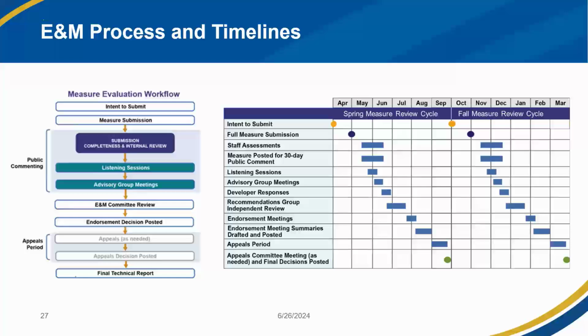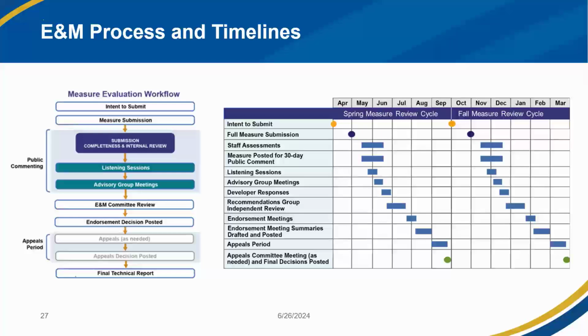The E&M cycles are designed to be 6 months each without overlap. We hold one cycle in the spring, which spans from April to September, and another in the fall, which spans from October through March. There are 6 major steps in the E&M process. Each cycle begins with intent to submit, where measure developers provide some basic information about their measures, such as their measure specifications and the level of analysis. About a month later, measure developers provide the full measure submission, which includes information about measure importance and evidence, testing, and the intended use of the measure.